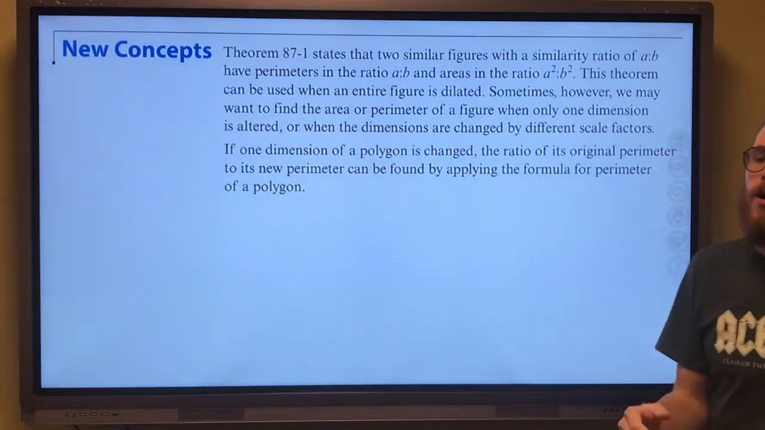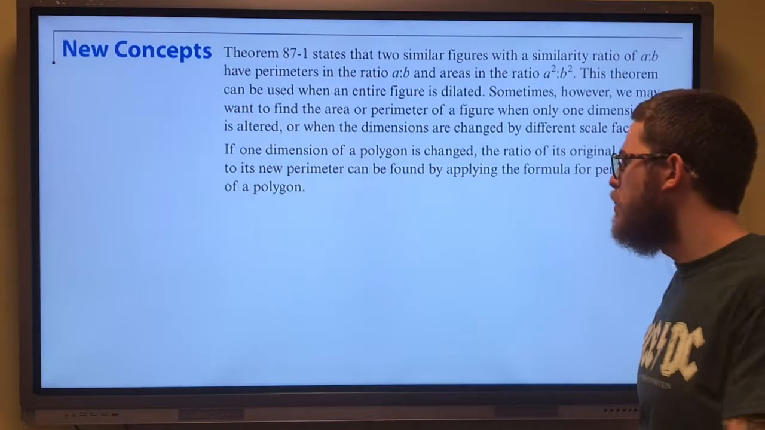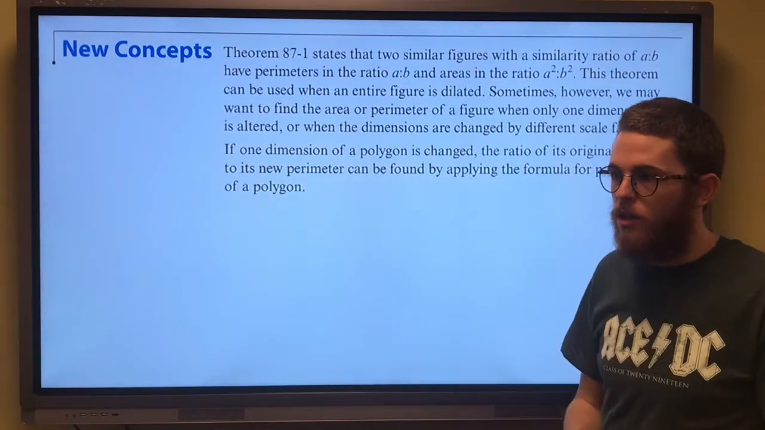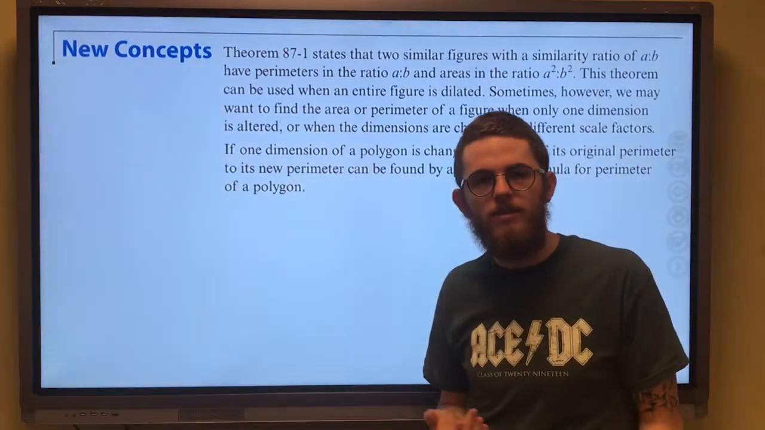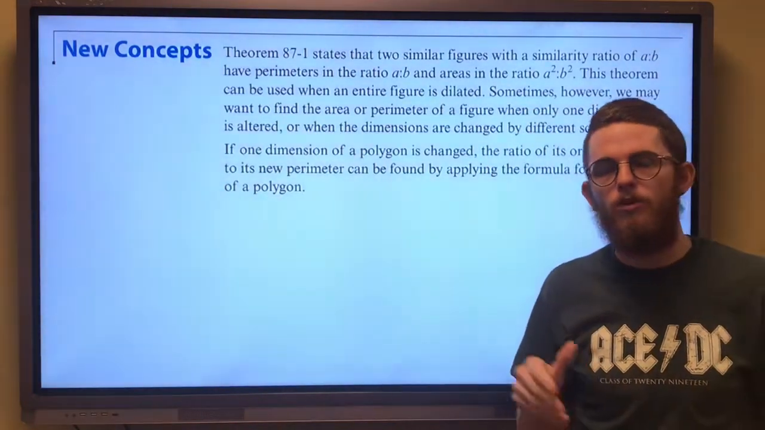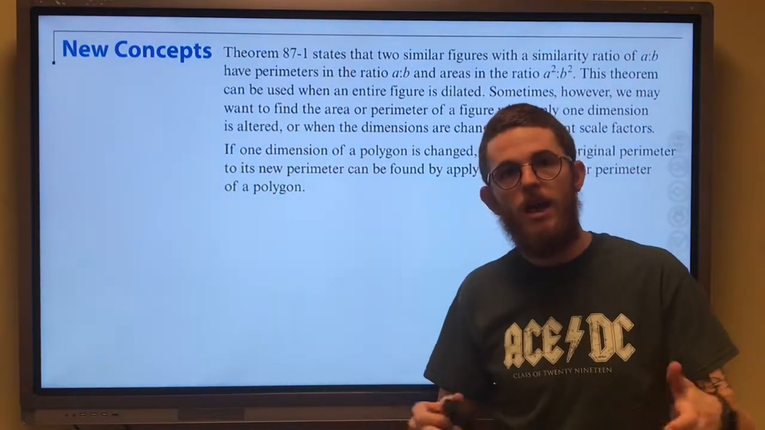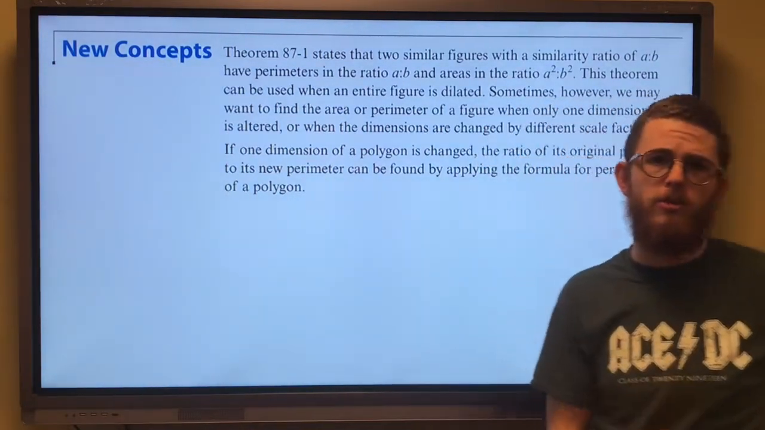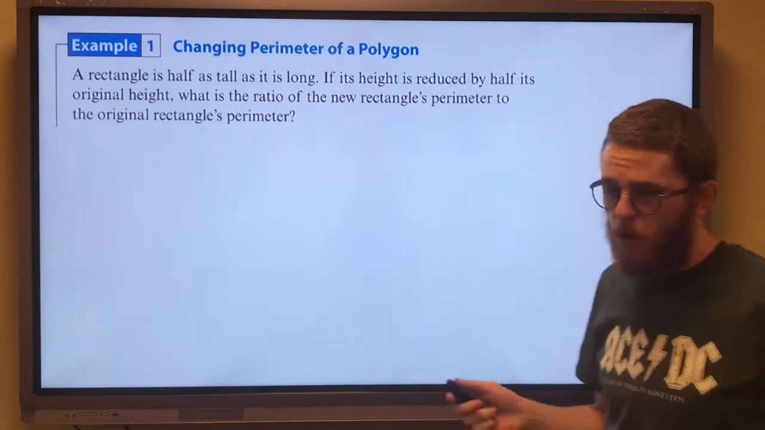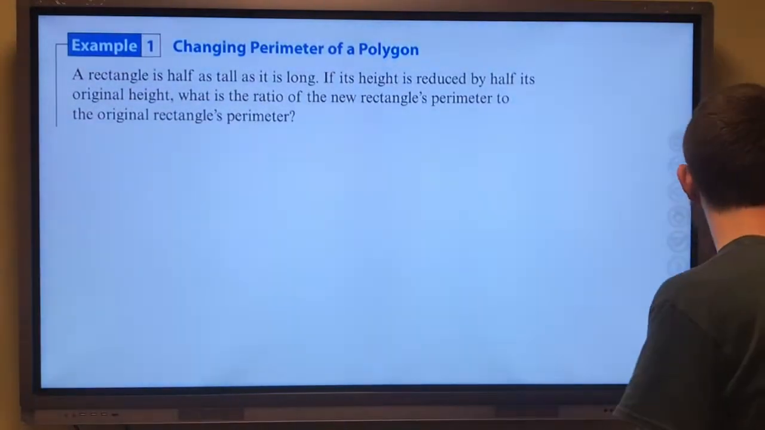All right, hopefully you remember a few lessons ago we talked about perimeter and area and how with similar figures the perimeter maintains that same similarity ratio, but when it comes to the areas we have to square that similarity ratio in order to see how the areas compare amongst similar figures. Well, here we're looking at a few problems that relate some of these same ideas.